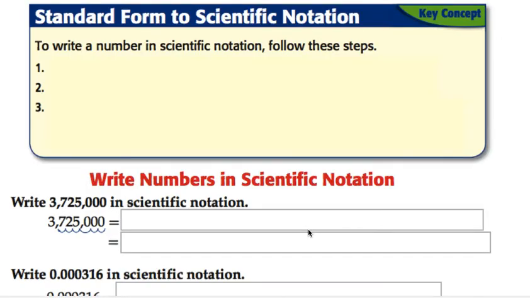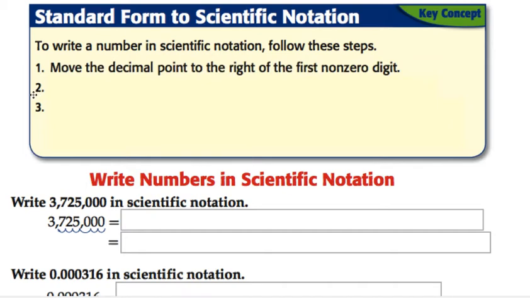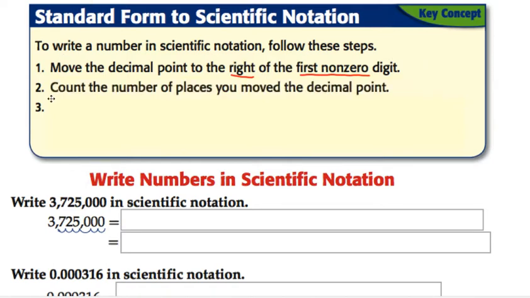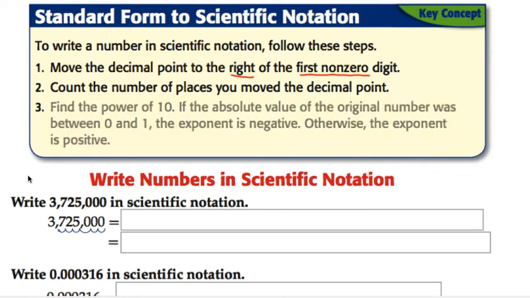All right, so here are our rules to go from standard form to scientific notation. So here are your 3 steps. First thing you're going to do is move the decimal point to the right of the first non-zero digit. Okay, we want it to the right of the first non-zero, so the significant words for you here are that it needs to be to the right of the first non-zero digit. Okay, and you'll see what that means when we do some examples. Second rule, count the number of places you moved the decimal point. That will give you your exponent. Find the power of 10. If the absolute value was between 0 and 1, then it's negative, otherwise it's positive.